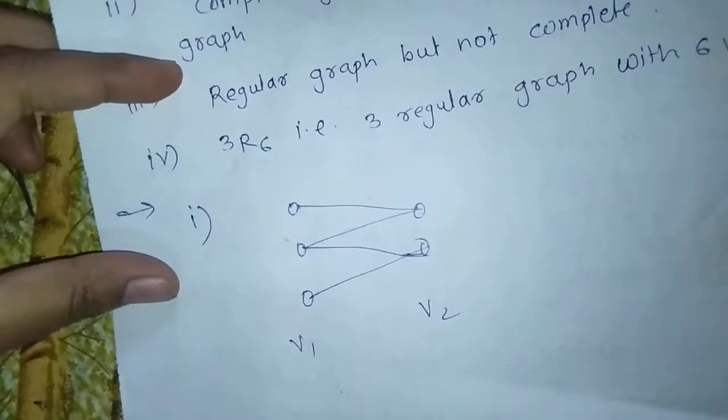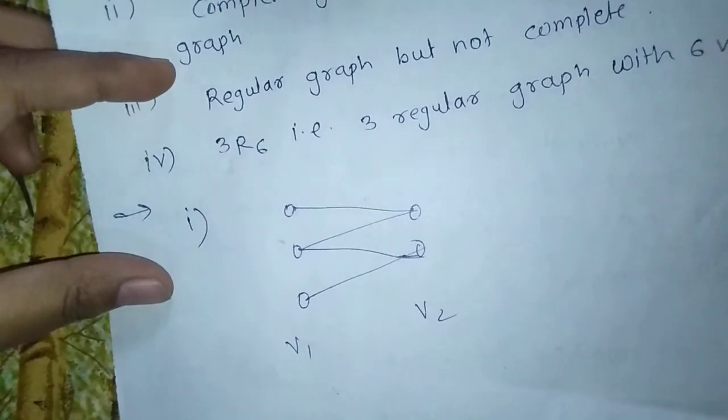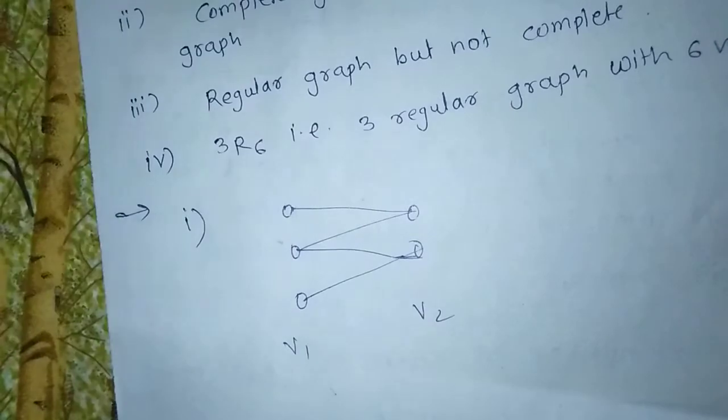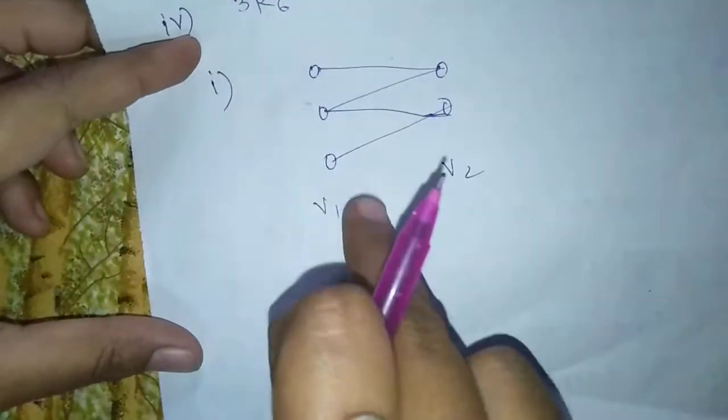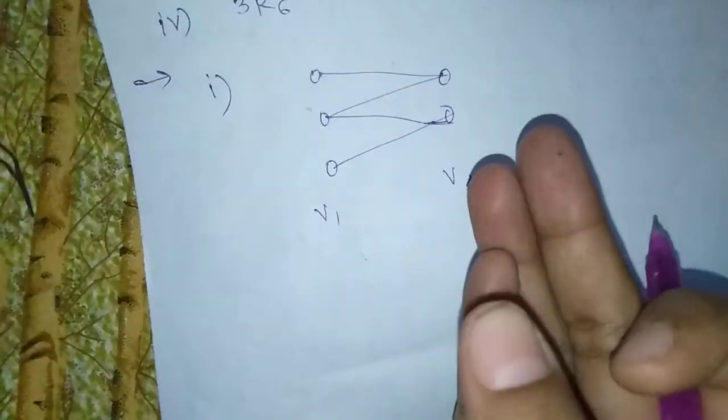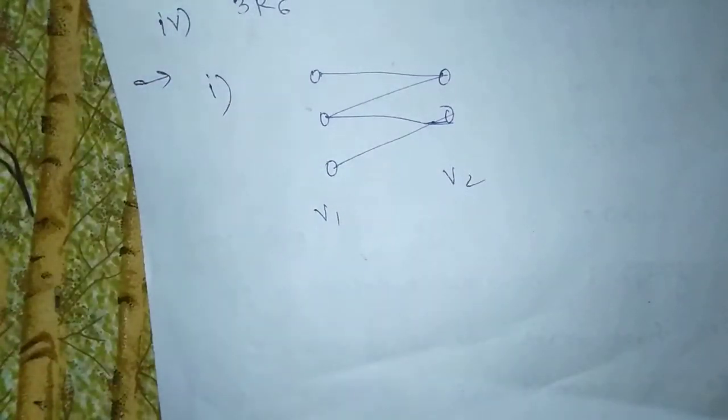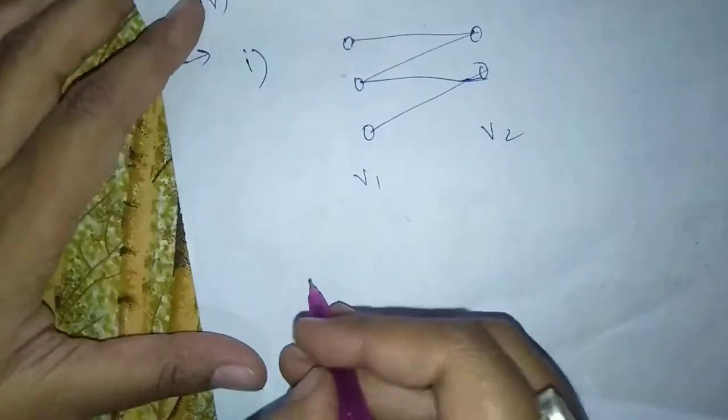Also, this graph is not unique. You can draw any graph which is a non-complete bipartite graph. Take 4 vertices here, 1 vertex here, or 2 vertices here and join like this, and the graph is a non-complete bipartite graph.